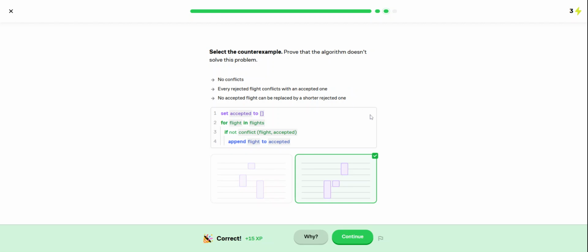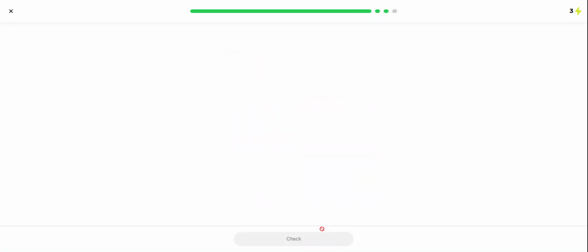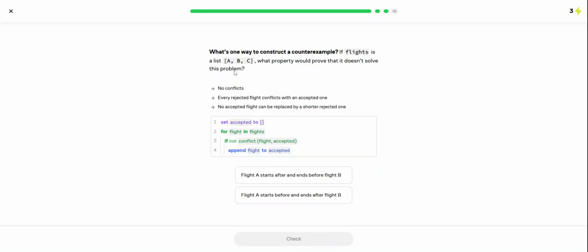So last but not least, the third practice question. To be determined what it's going to be like. So I'll click continue here. What's one way to construct a counterexample? If flight is at least A, B, and C, what property would prove that it doesn't solve the problem? Flight A starts after and ends before flight B. Starts before and ends after flight B. Solve this problem. Conflict accepted 1.